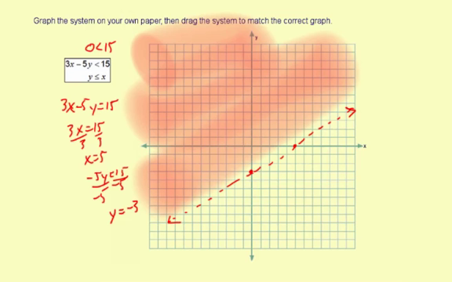Okay, try to get a little closer. Alright, so all of this is shaded. Now let's look at the second inequality. Y is less than or equal to x.